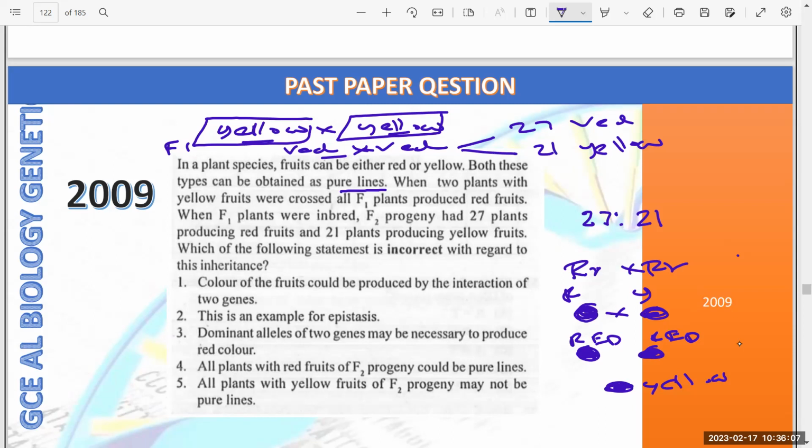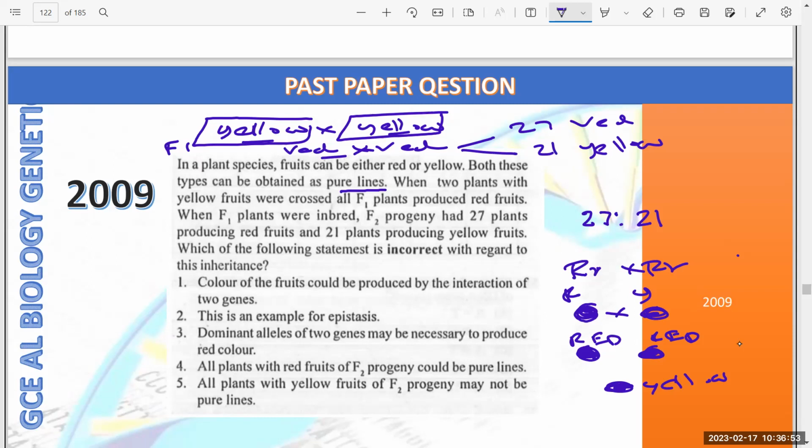Okay, the color of the fruits could be produced by the interaction of two genes. Gene interaction. Second one, epistasis. Epistasis is similar to, again, gene interaction. They are very close to each other. Dominant alleles of two genes may be necessary to produce red color. All plants with red fruits of F2 progeny could be pure line. All plants with yellow fruits of F2 progeny may not be pure line.